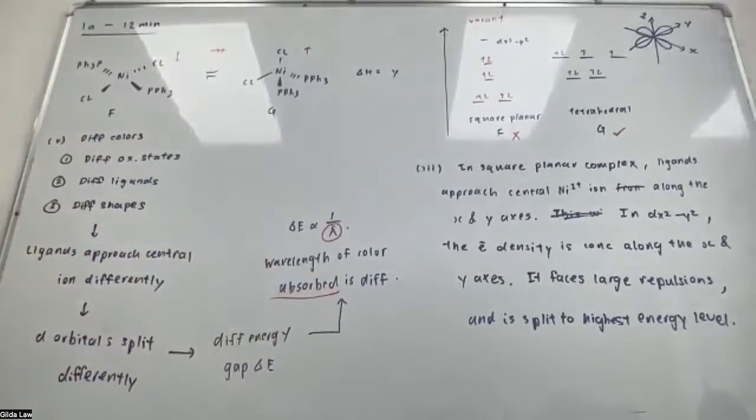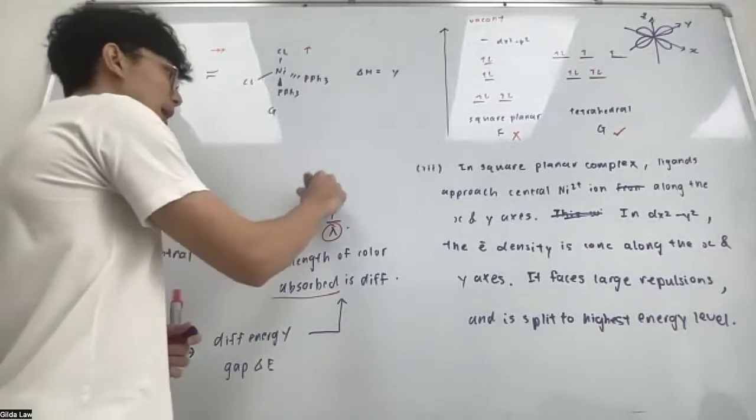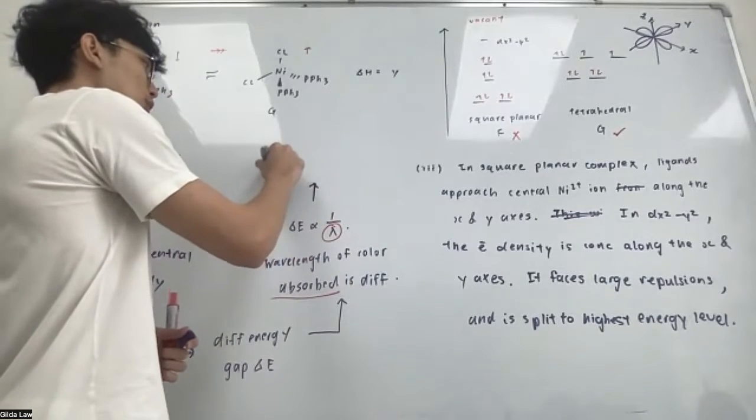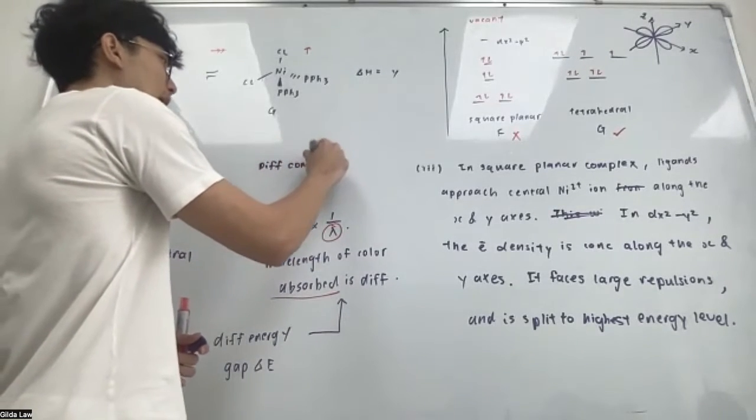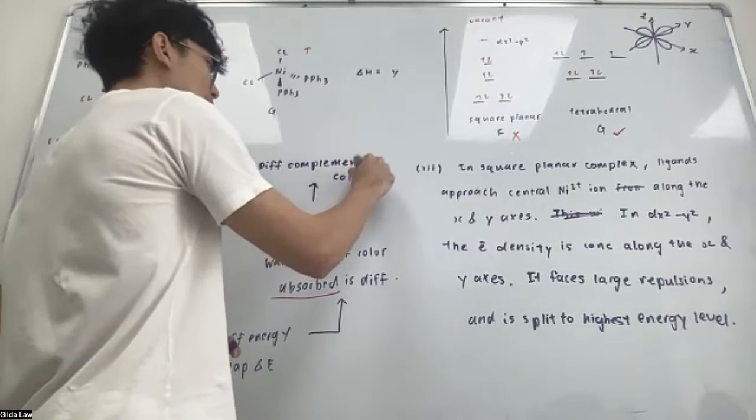The color observed cannot be determined from this value of lambda because we talked about the idea of complementary colors. So to end off your answer, a different color absorbed will also result in a different complementary color observed.